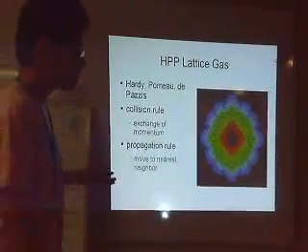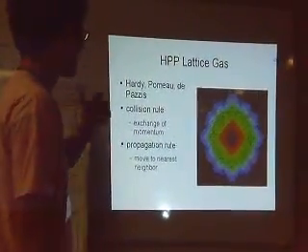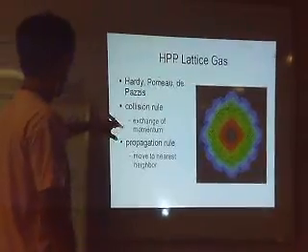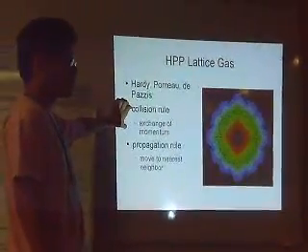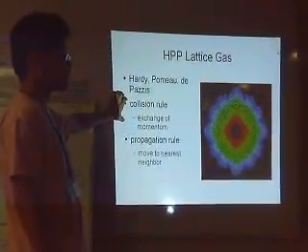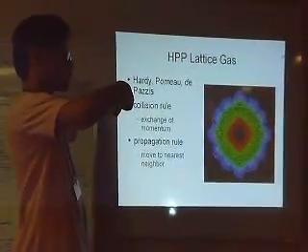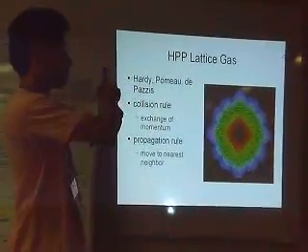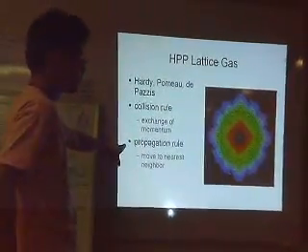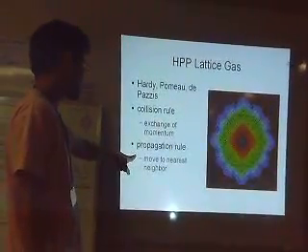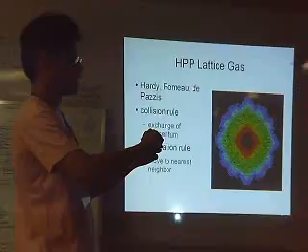So there are a few rules in HPP lattice gas automata. First is the collision rule: the momentum of the particle will not change unless it's a collision between two particles at 90 degrees. Next is the propagation rule, in which the particle simply moves to the next site. It will just simply move.